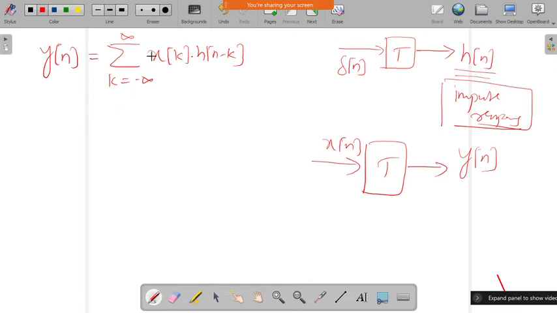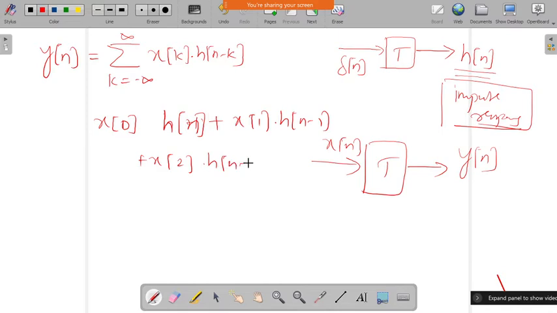sum. If I expand this summation, take k equal to 0, so x of 0 into h of n, plus x of 1 into h of n minus 1, plus x of 2 into h of n minus 2. Like that, even on the negative side, x of minus 1 into h of n plus 1, because if I put k equal to minus 1, it becomes plus.